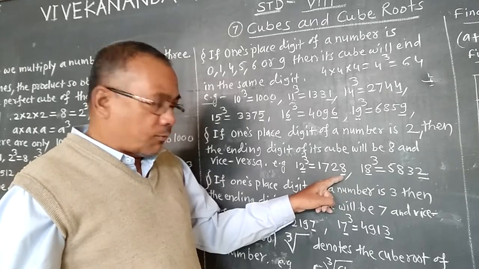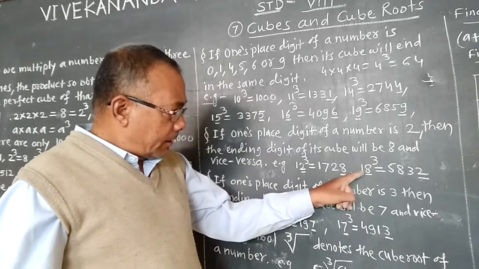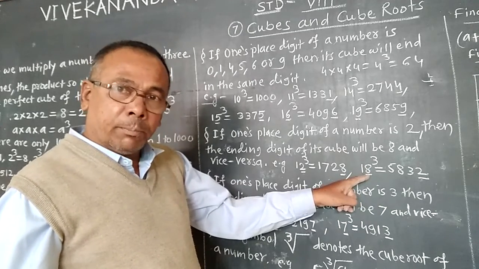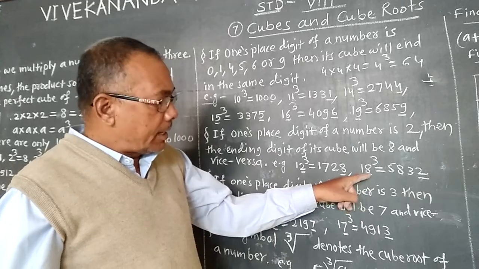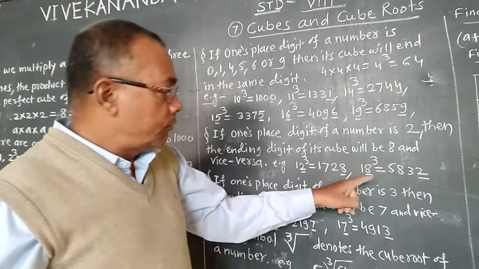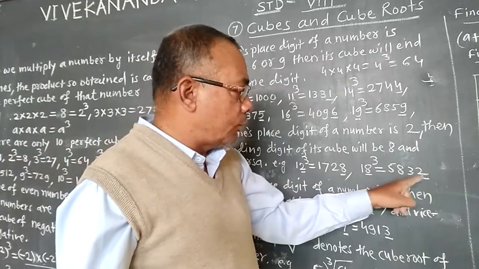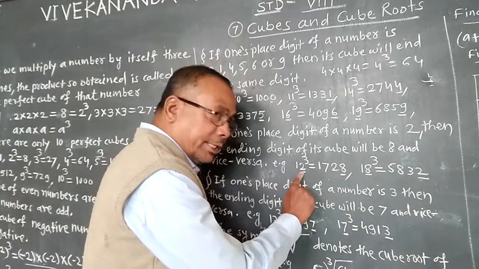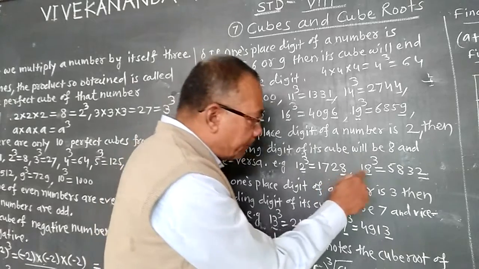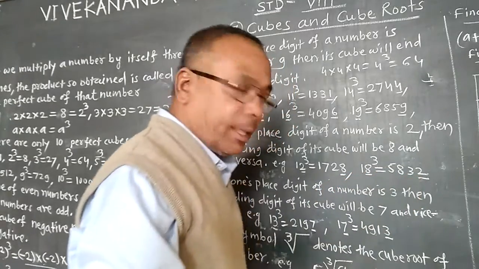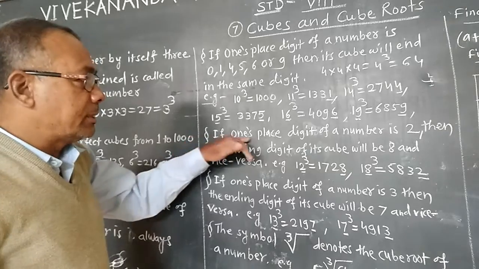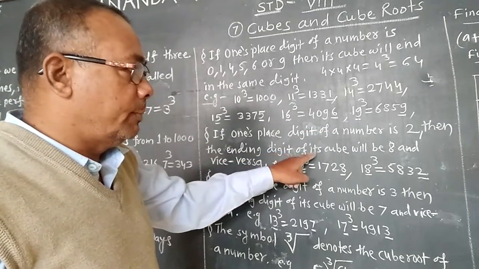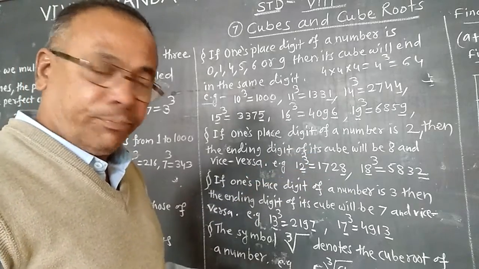If we take vice versa, a number having units place digit 8, and if we find its cube, then we will get a number, 5832, having unit place digit 2. Means if 2 is here, 8 is there. If 8 is there, 2 is there. In this way, if the ones place digit of a number is 2, then the ending digit of its cube will be 8, and vice versa.